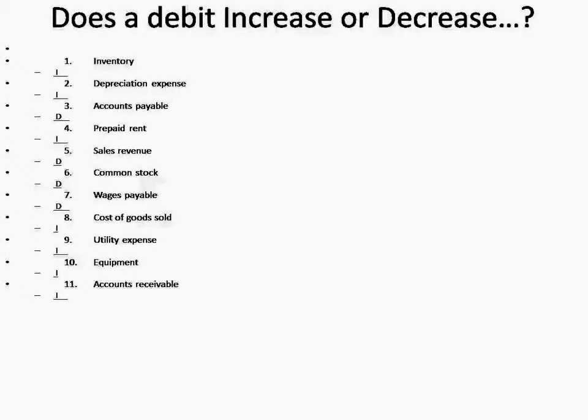Wages payable. Good. Cost of goods sold. Right. What kind of account is cost of goods sold? Expense. Good. Utilities expense. Increase. Good. Haven't talked about this one.